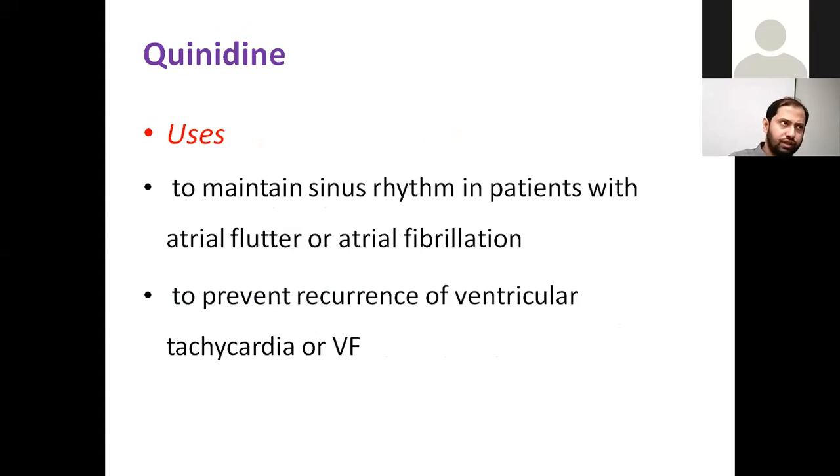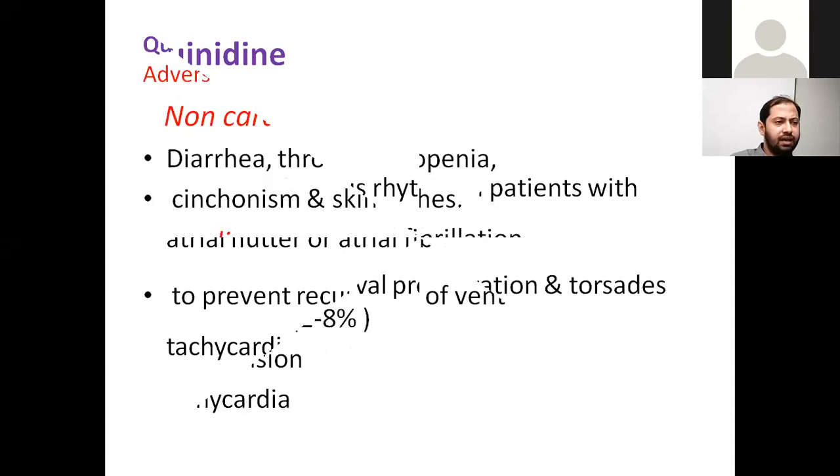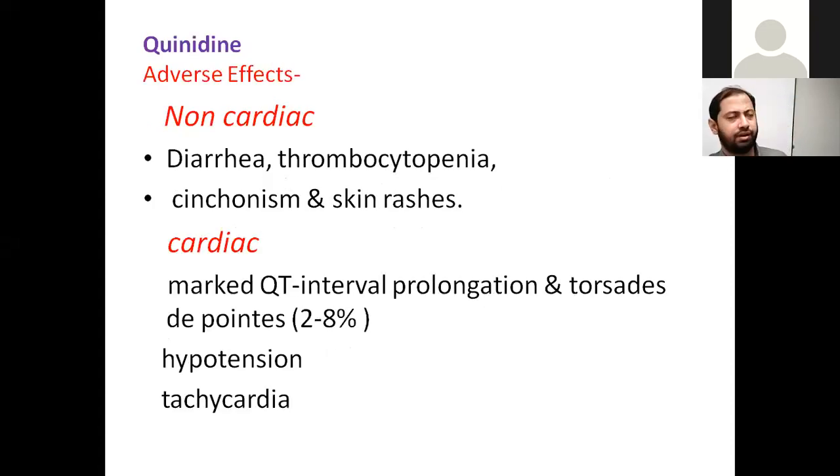If we talk about uses of quinidine, it is used to maintain the sinus rhythm in patients with atrial flutter or atrial fibrillation, as well as to prevent recurrence of ventricular tachycardia or ventricular fibrillation. If we talk about the adverse effects of quinidine, we will be dividing them on the basis of cardiac adverse effects and non-cardiac adverse effects.